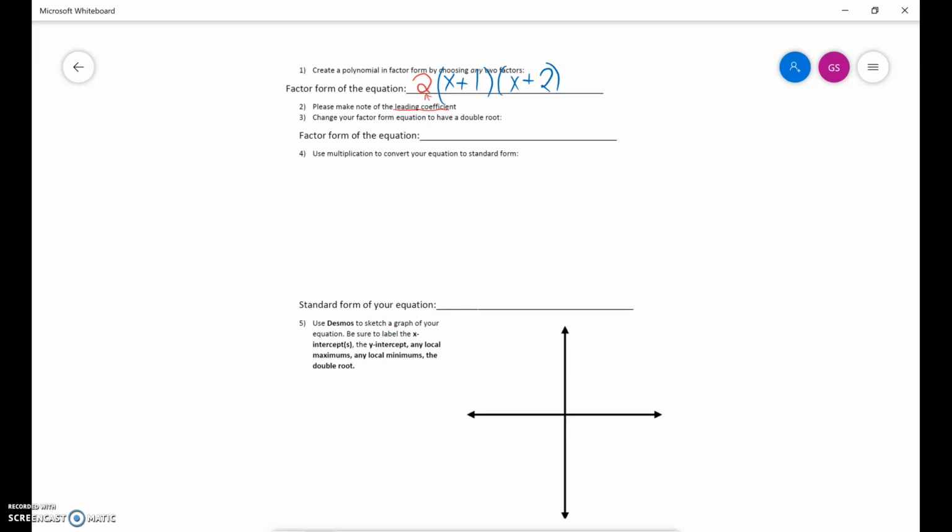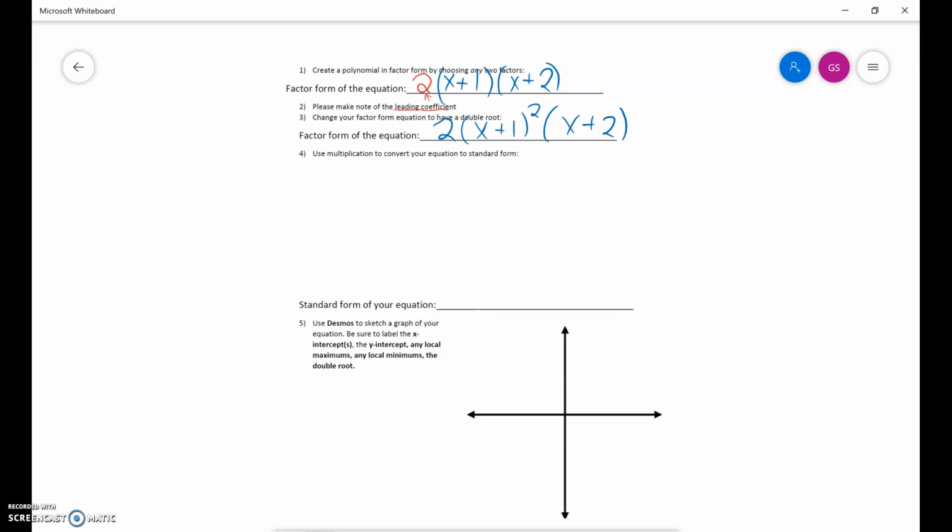Now I got to change this so it's a double root. Now to make it a double root, I just pick one of these factors and change it to squared. There, now it's a double root. Look, I already got the first 3 steps done, and that took me less than a minute. So that's done. Now this is the part you might need help with.